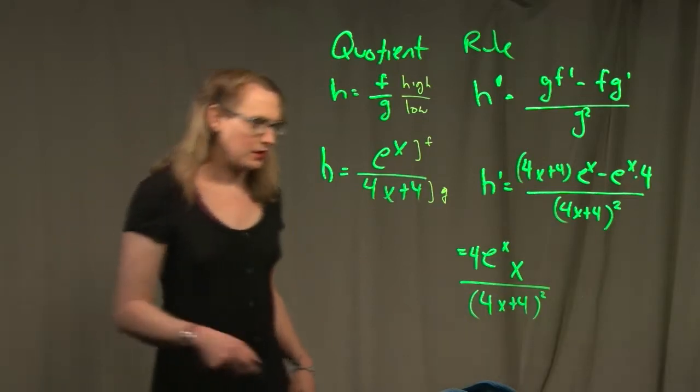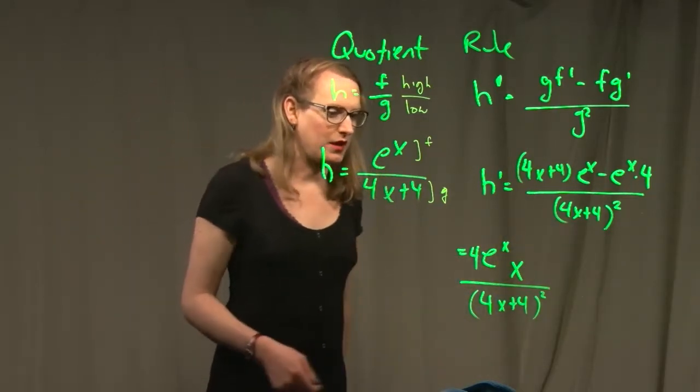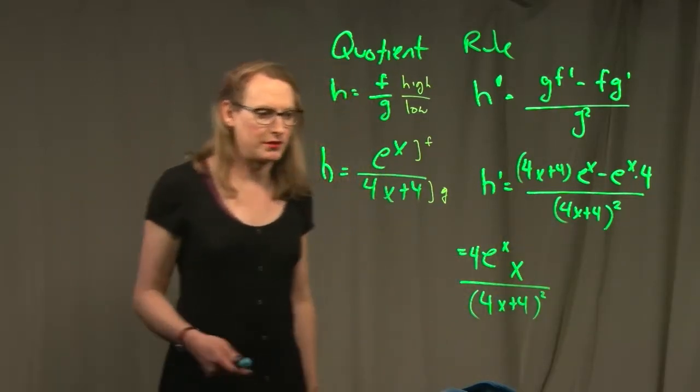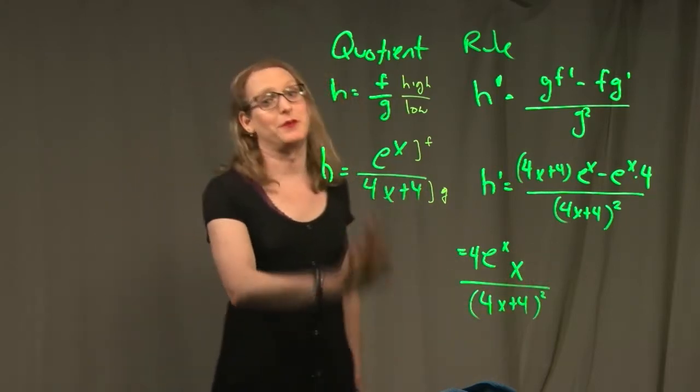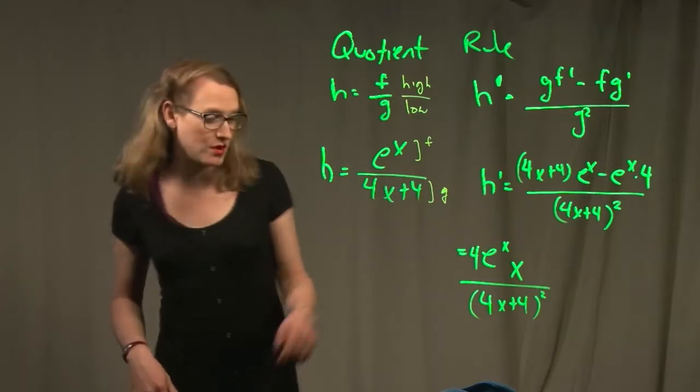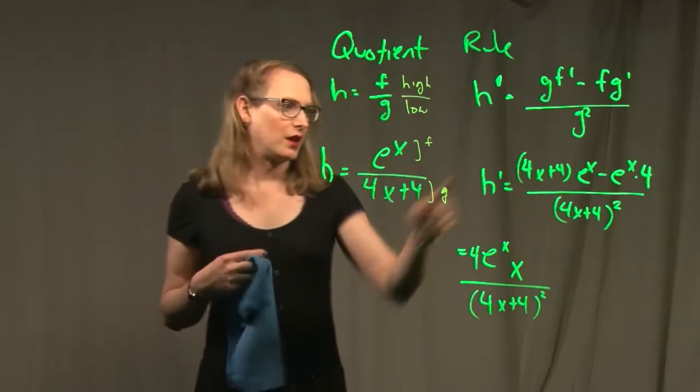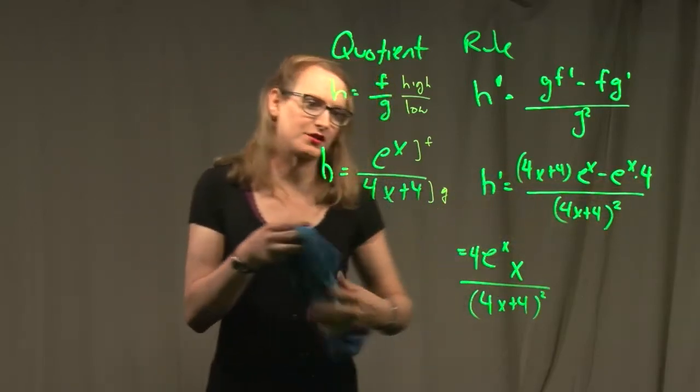Seems good. I don't know if we want to distribute that thing out. Probably not. We could cancel the 4. I don't know. I think I'm going to be good on that one. Let's do another one. Okay, so that was low D high minus high D low, draw a line and square below.